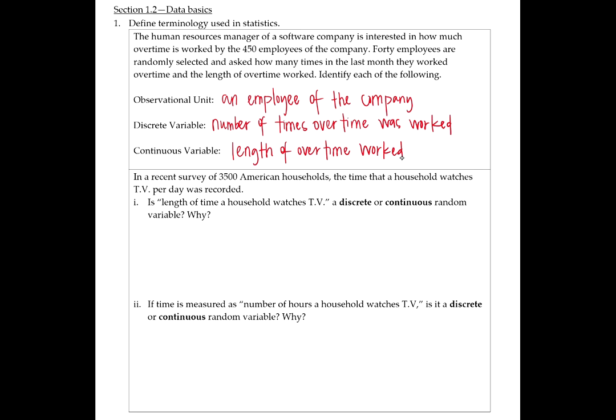Okay, let's look at another example. In a recent survey of 3,500 American households, the time that a household watches TV per day was recorded. Is length of time a household watches TV a discrete or continuous random variable? So length of time, as we already discussed in the previous example, is continuous.